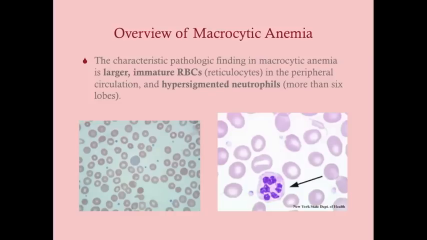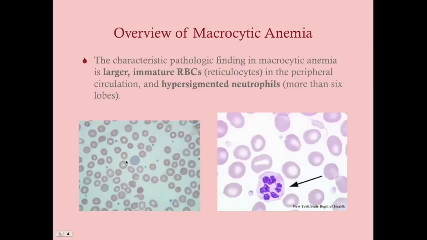Okay, so an overview of macrocytic anemia here again. The characteristic pathologic findings in macrocytic anemia are the large, immature red blood cells known as reticulocytes in the peripheral circulation and hypersegmented neutrophils. Remember that reticulocytes shouldn't make up more than 2 to 2.5% of the circulation. So if you're getting a very high reticulocyte count, large immature red blood cells in the peripheral circulation, then it means that likely you're not getting normal maturation.